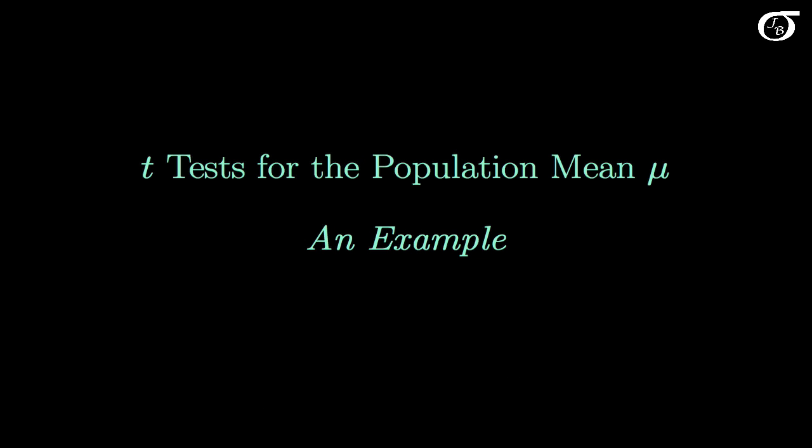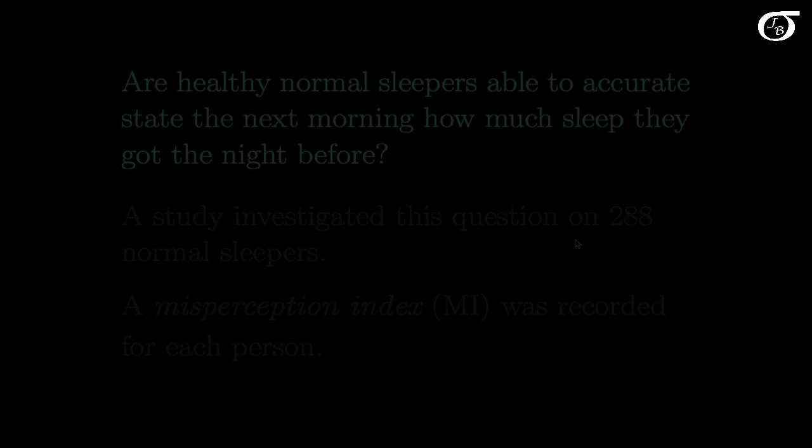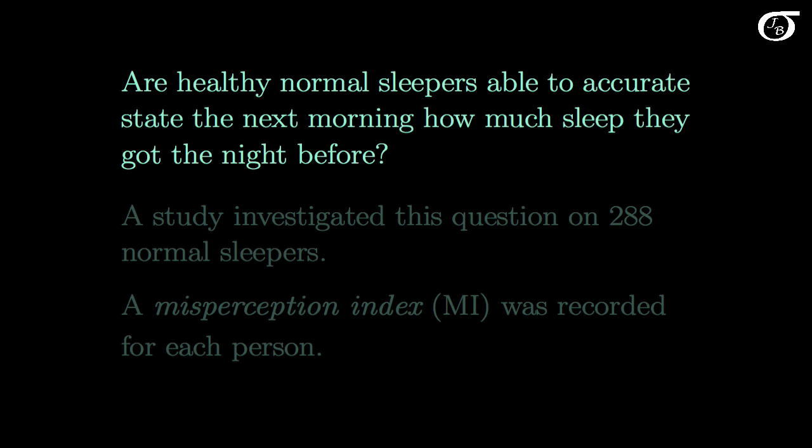Let's take a look at an example of a t-test for the population mean mu. Are healthy normal sleepers able to accurately state the next morning how much sleep they got the night before? A study investigated this question on 288 normal sleepers. By normal, we mean not insomniacs, people who tended to get a regular night's sleep.